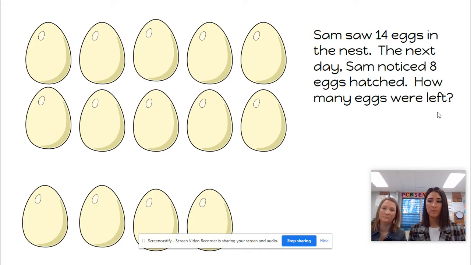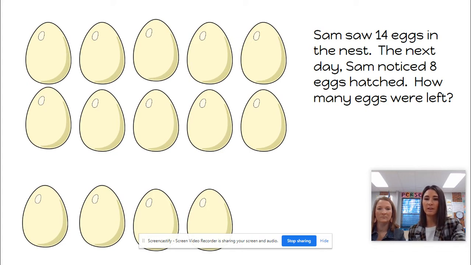Okay, I'm going to read it one more time. Okay, Sam saw 14 eggs in the nest. The next day, Sam noticed 8 eggs hatched. How many eggs were left? This looks like the 14 eggs that Sam saw in the nest to begin with. Let's double check to see.